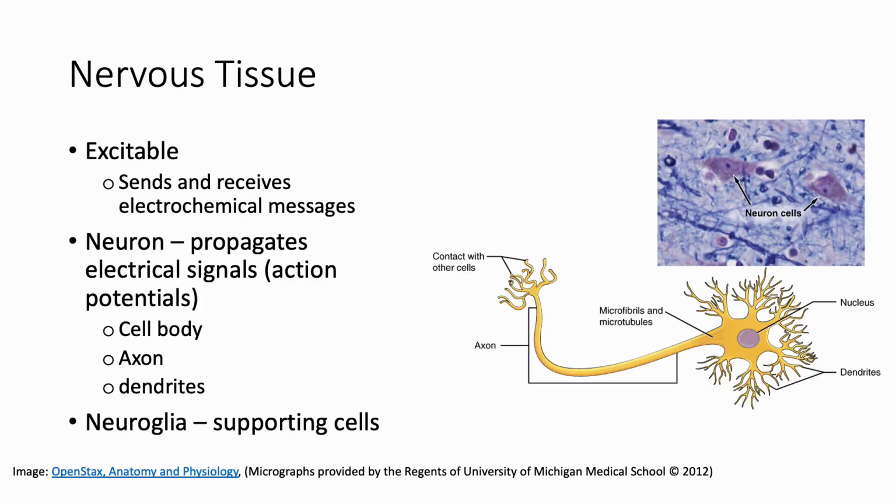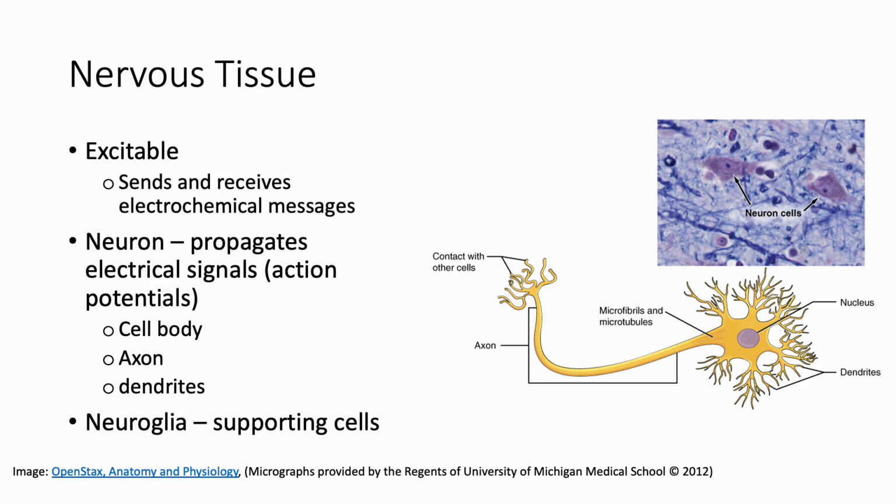All right, nervous tissue. These are excitable and responsible for sending and receiving electrochemical messages in our bodies. And we have two general types of cells that make up nervous tissue. The first is the neuron. This is the cell that's sending and receiving the electrical signals, which we call action potentials. And the other type is called neuroglia. These are supporting cells, and as we talk about the nervous system, we'll learn all of the functions that neuroglia have to support the neurons.